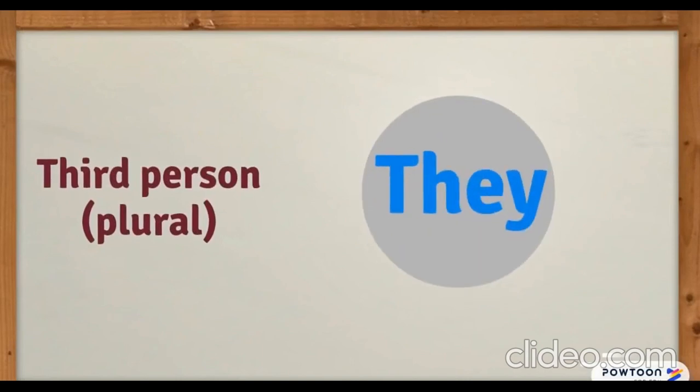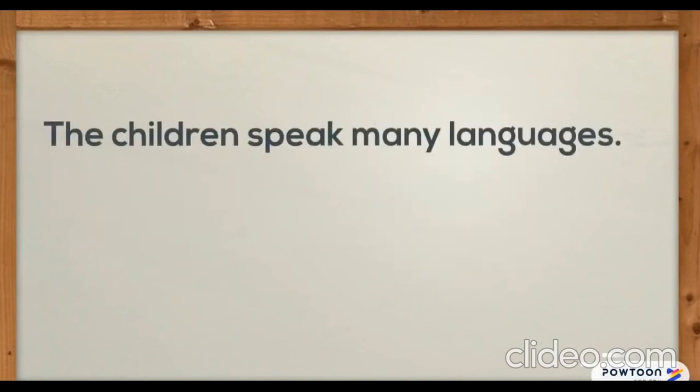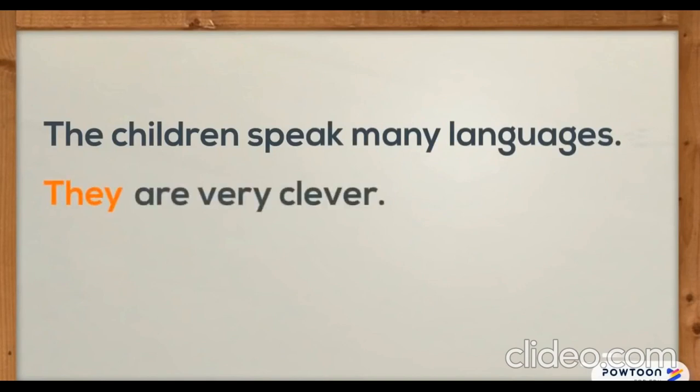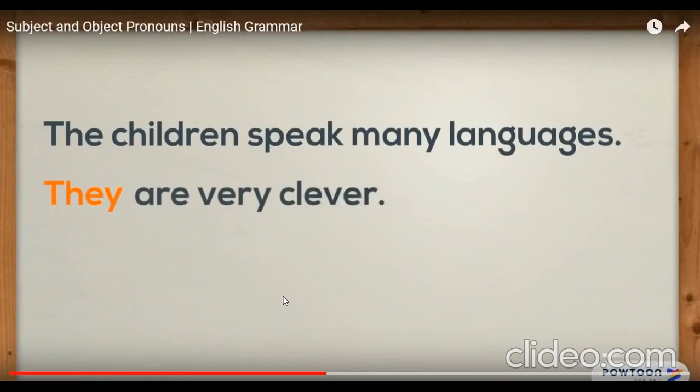طبعا كلهم he, she, it بحالة plural form بصيروا they. The children speak many languages. They are very clever. إذن they استبدلت the children ب they. طبعا children هي صيغة من ال irregular plurals اللي هي من صيغة الجمع الغير منتظم زي مثلا اللي أخذناهم sheep, feet, man men and so on.